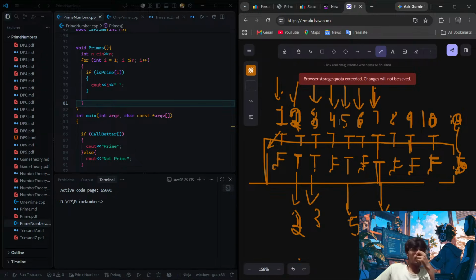Okay, so I know that I have to remove all the numbers like 4, 6, 8, or 10 because 2 divides all of them. So what I know is that till what? Till 8 and till 10, and after that 12, 14, 16, 18, everyone is divisible by 2. So I will remove everything.